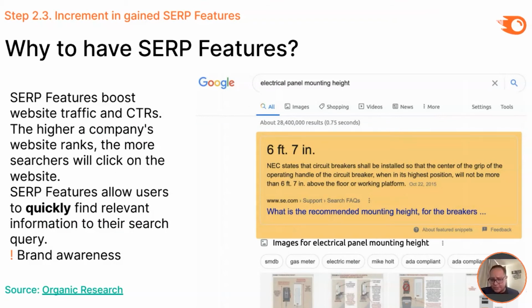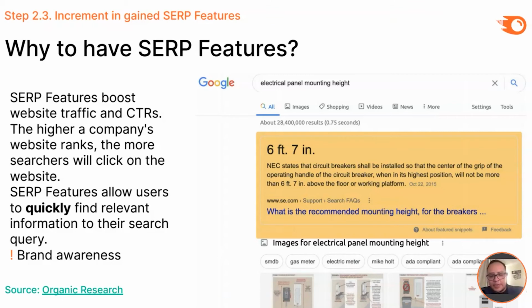What about the search features? Remember, if you type any keyword such as electrical panel mounting height, for example, you will receive this result, marked in yellow here, which is a featured snippet. All these search features are really good to have. You don't need to just rank for keywords; you need to gain as many search features as you can. Why is that? Because these search features are going to boost the traffic and CTRs, the higher ranks for them as well. And these are basically built to give you brand awareness.